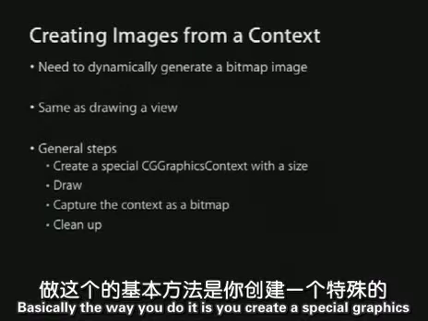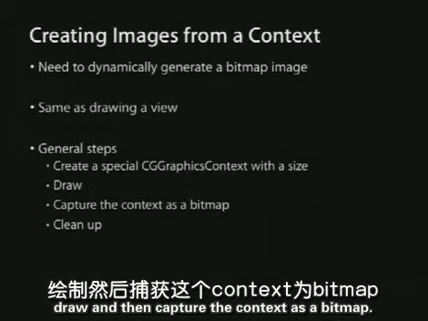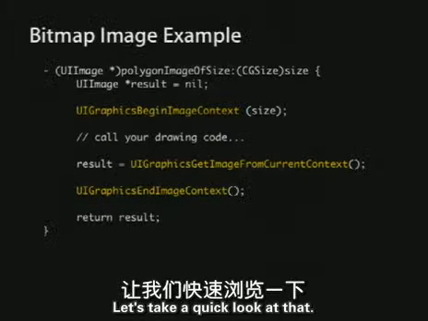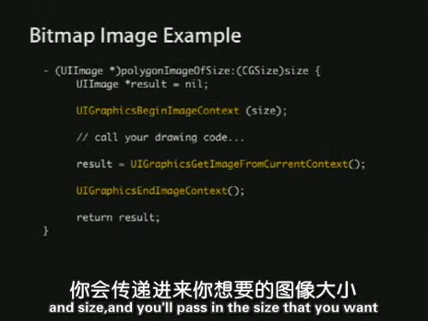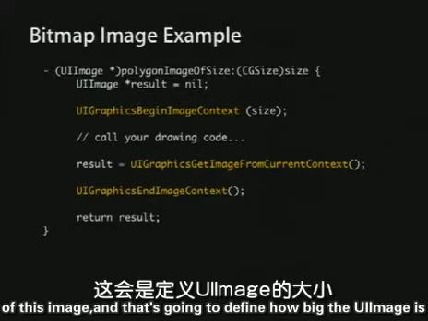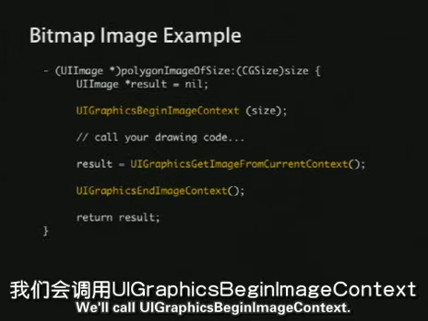Basically, the way you do it is you create the special graphics context, you define the size of the image that you need, draw, and then capture the context as a bitmap. Let's take a quick look at that. So let's say you want to define a function called polygonImage(ofSize:), and you'll pass in the size that you want of this image, and that's going to define how big the UIImage is in width and height in pixels. We'll call UIGraphicsBeginImageContext.